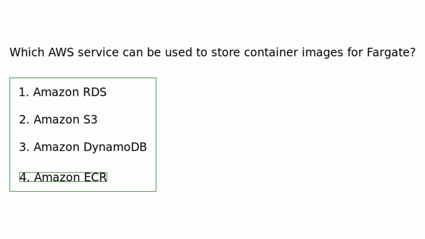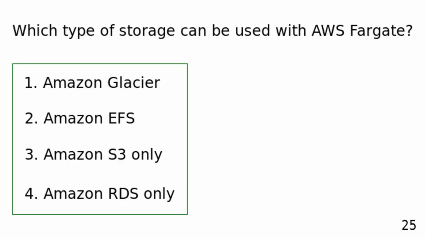Amazon ECR is used to store, manage, and deploy container images for AWS Fargate. Which type of storage can be used with AWS Fargate? Amazon Glacier. Amazon EFS. Amazon S3 only. Amazon RDS only.